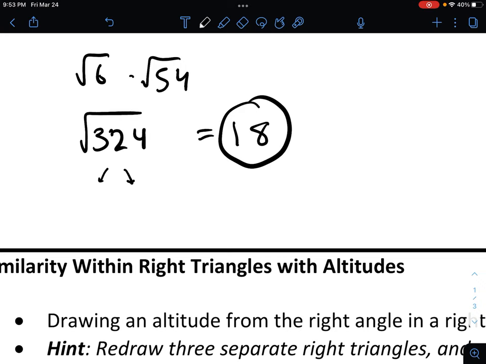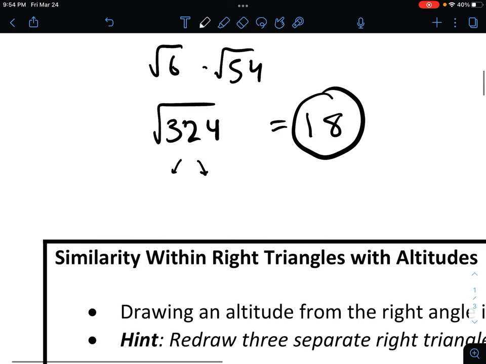So what rings a bell in my head is 9, because if I add up the digits, 3 plus 2 is 5, plus 4 is 9. So because the 3 digits add up to 9, I know that this number is divisible by 9. So I'm going to take 324 divided by 9. Well, 9 goes into 32 3 times. Minus 27 is 5. Bring down the 4. 9 times 6 is 54.